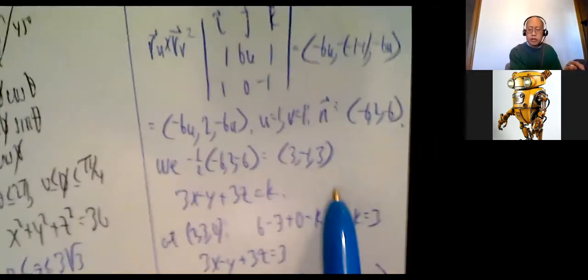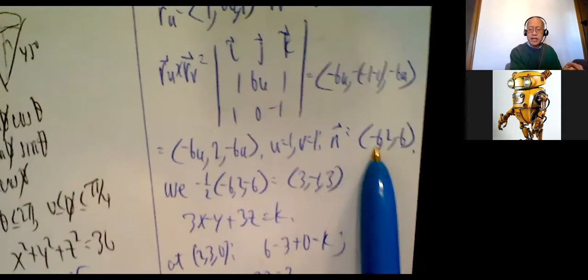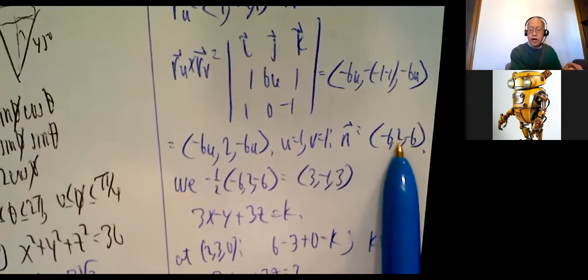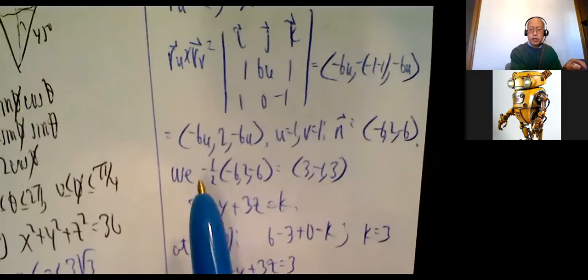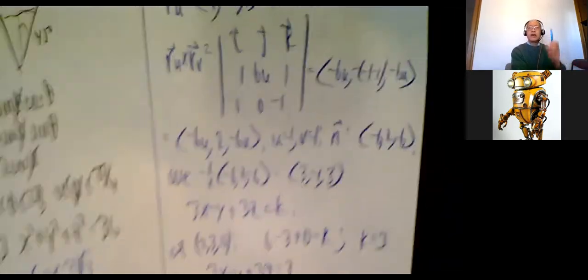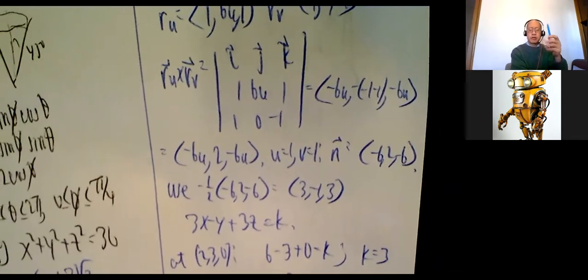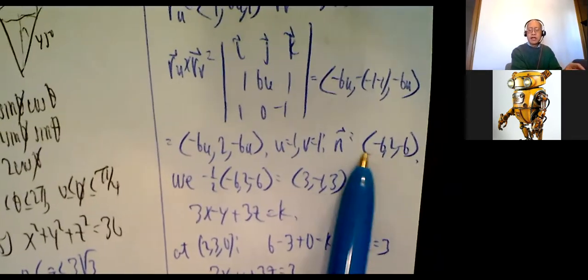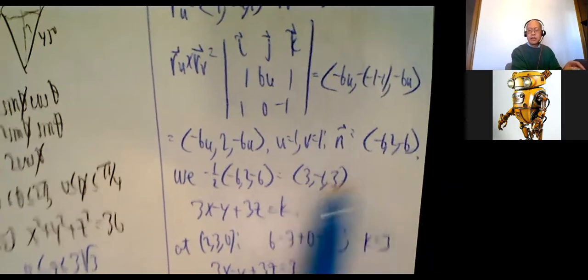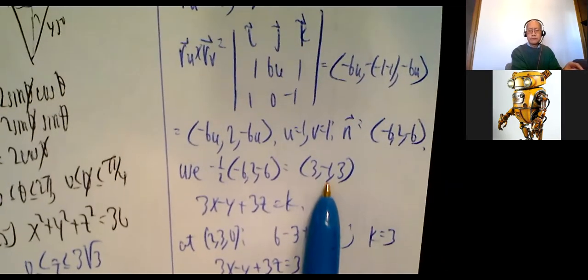Okay, that works, but it's a lot easier to just pick an easier one. Easier one is you divide out the two and make these both positive. So I use negative a half times that. Remember, if you have a normal vector to a plane, any scalar multiple would also be a normal vector to the plane. So I picked the one that was negative a half times this. It's a little bit cleaner. 3, negative 1, 3.